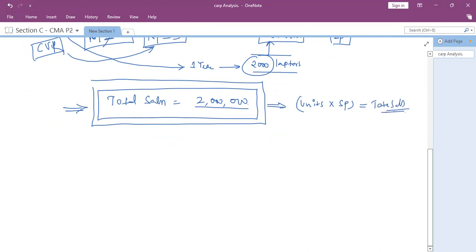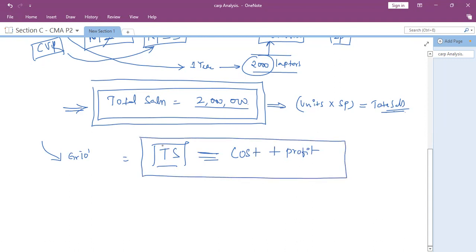Fine, very good, excellent. Now, if I ask a grade 10 student, if a manufacturer sold some total sales, can you put it in another equation form? Total sales are always equal to total cost plus profit. Will you agree with me? Yes, all of you.